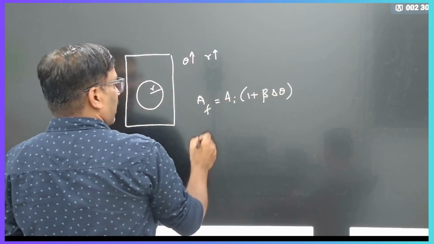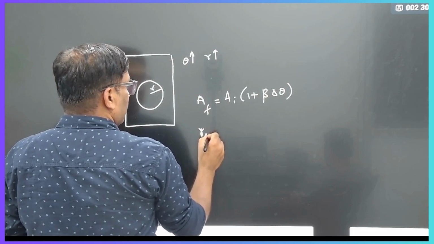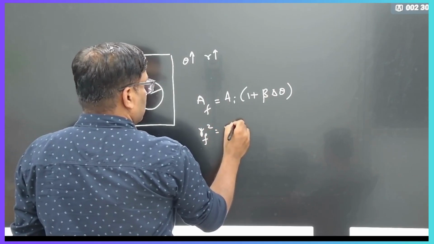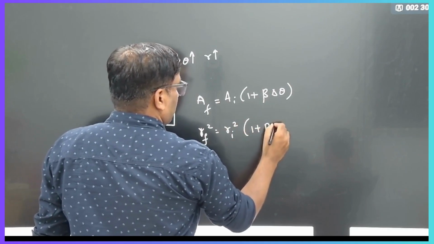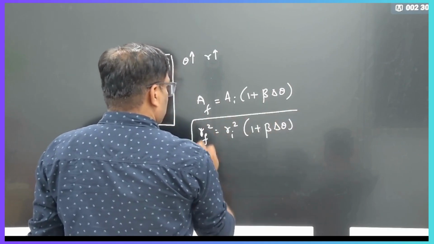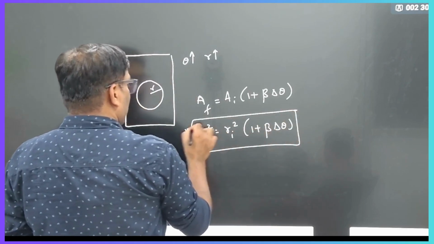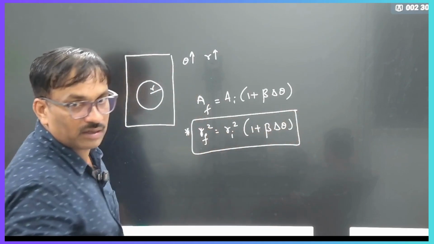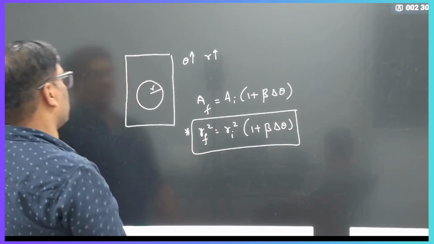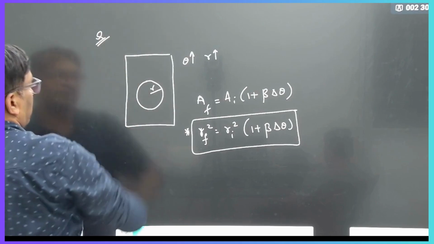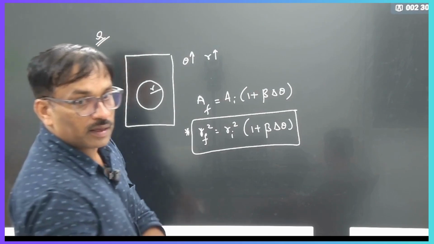So area is nothing but pi r square, that means r final square is equal to r initial square plus beta into delta theta. So in this way you can calculate the radius or diameter. You can know the diameter from this, right? So this is also one type of question now. Clear?